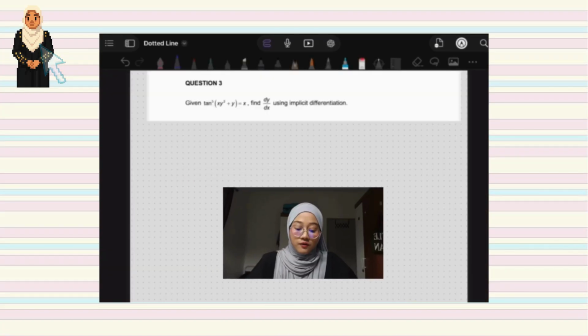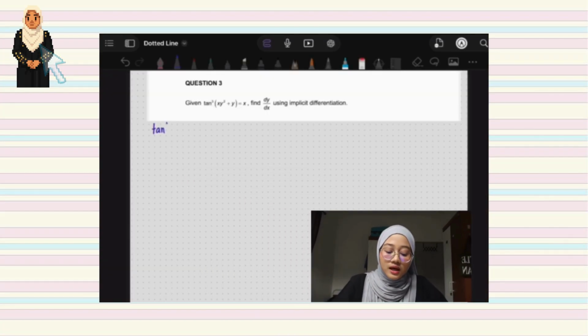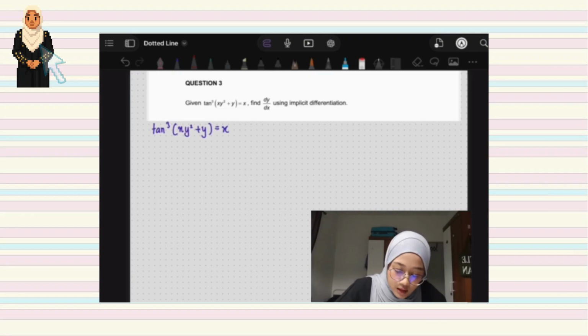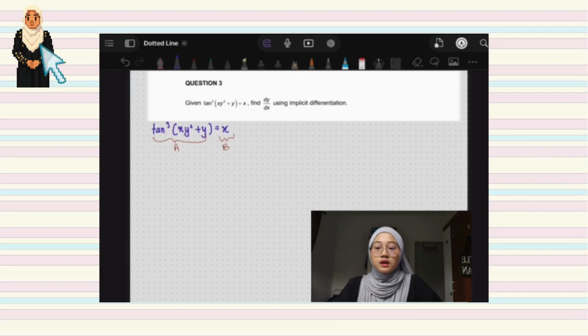Assalamualaikum, my name is Wani binti Ezian and I'm going to explain question number 3. Given tan 3xy squared plus y equals x, find dy over dx using implicit differentiation. For this question, we will separate the equation into two terms, a and b. I will make tan 3xy squared as a, and x as b.